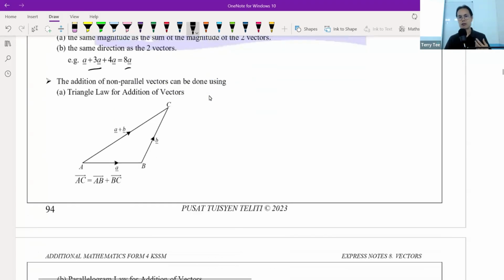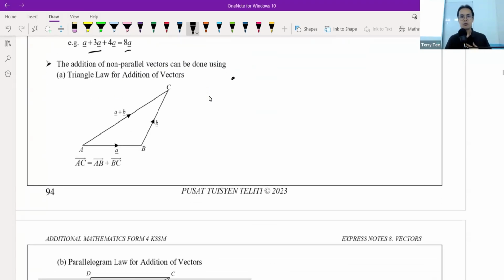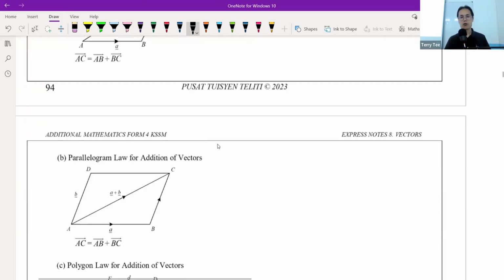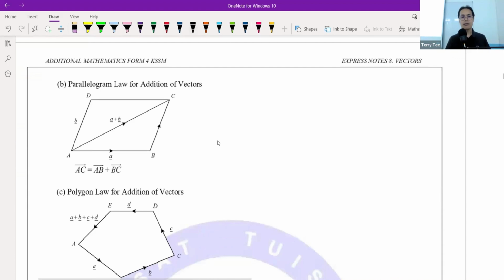But what if they're not parallel? If they're not parallel, algebraically, we cannot add. Like a plus b is how many a? No, it's just a plus b. You can't do anything. But diagram-wise, we can use what we call the triangular law or triangle law. You go a here, b here. The outcome, or the resultant vector, is a plus b. It looks like this.